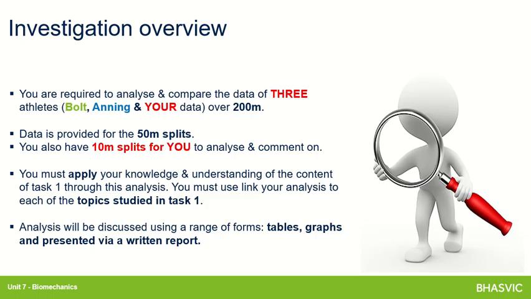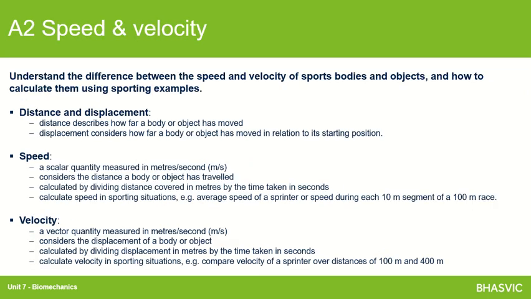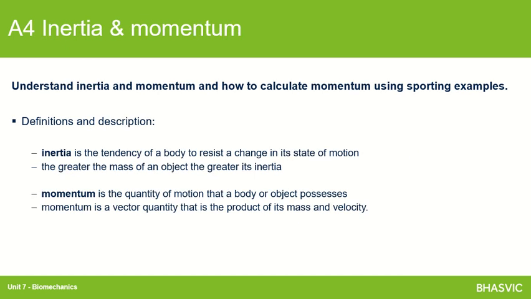And you've got to basically analyze the segment data and discuss any variations, comparisons between the three athletes. What we're trying to do is now show that you can apply your understanding of A1, A2, A3 and A4 content that you've already explained in task 1. So you don't need to define or explain what these things are anymore, but you are required to discuss the impact of them on each other and on performance of those three athletes.